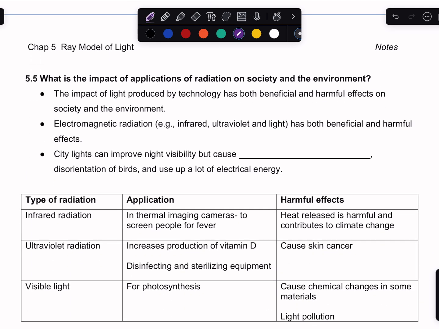Last portion, what's the impact of application of radiation on society and our environment? The impact of light brought by technology has both beneficial and harmful effects on society and environment. The thing is that the light that we can see is in a very narrow spectrum known as the visible light spectrum. I'm sure you've heard of something called infrared light, ultraviolet light. I think this is written in your textbook, so you can look at your textbook and read up on this. There's a very narrow range known as your visible light.